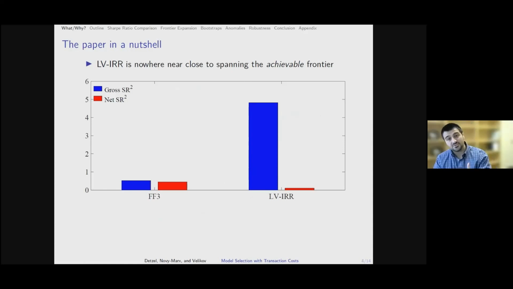This bar chart here shows the squared Sharpe ratios pre and post accounting for trading costs and compares the low volatility industry relative reversals squared Sharpe ratios with the classic Fama-French 3-factor model squared Sharpe ratios. And you can see the results for yourself here. Pre-cost, low volatility relative reversals has 9 times the squared Sharpe ratio. After cost, its squared Sharpe ratio is effectively 0. And this is why we argue that we should worry about transaction costs when we evaluate factor models. This is our paper in a nutshell, essentially.